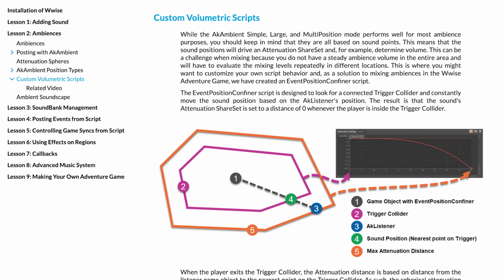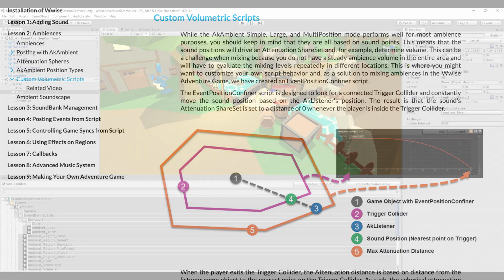We'll move on to volumetric scripts now, which brings us to the final scene in Lesson 2. AK Ambient Simple, Large, and Multi-Position Mode are all good sound options for specific purposes, but an instance they don't cover well is this. What if you only want attenuation when the character is a certain distance away, but if you're close enough, for the sound to be consistent?